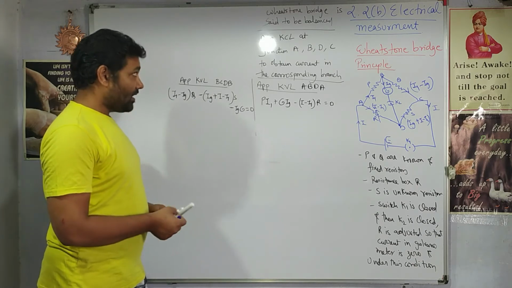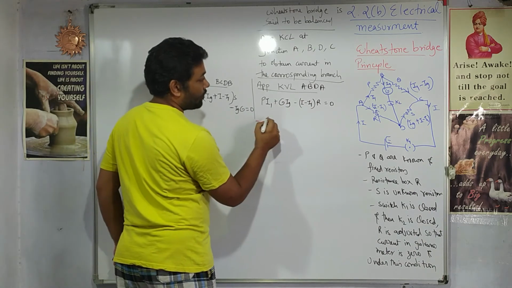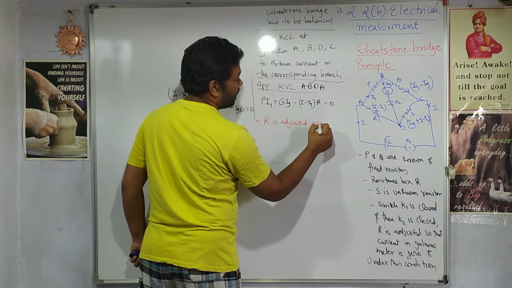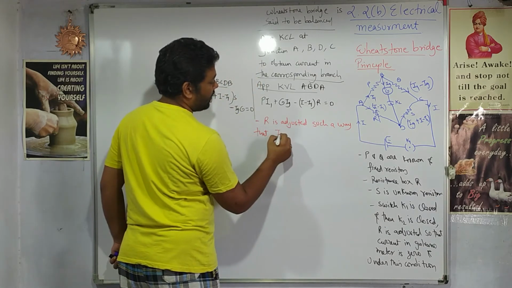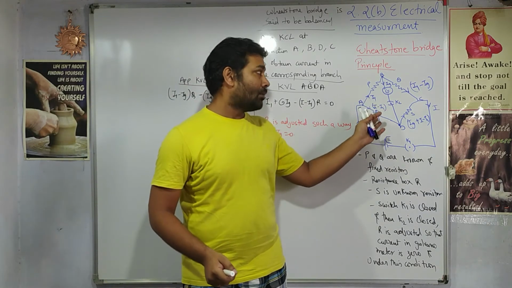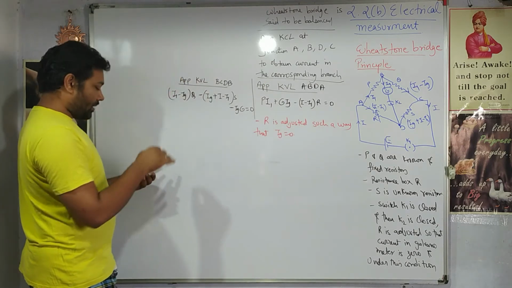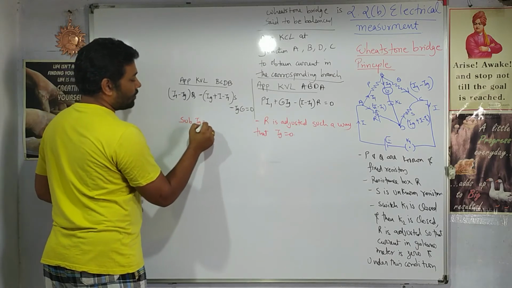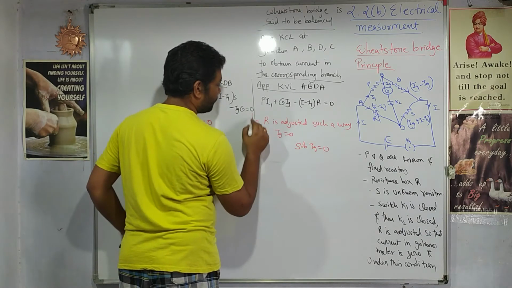Now, the next step: R is adjusted in such a way that Ig becomes 0. This is a resistance box, so some resistances are added or removed. Finally, we make Ig equal to 0, and when Ig is equal to 0, the bridge is said to be balanced. So now we substitute Ig equal to 0 in both these equations.